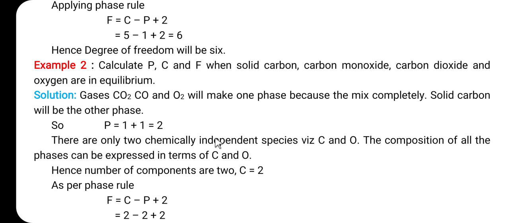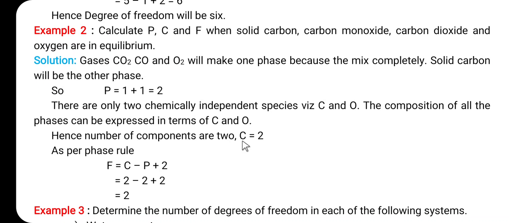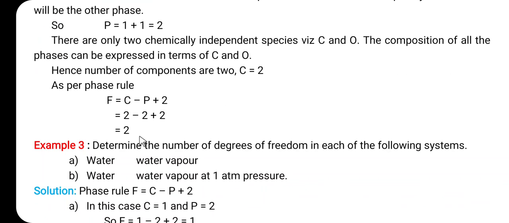There are only 2 independent chemical species, which are carbon and oxygen. When we consider carbon, carbon monoxide, carbon dioxide as well as oxygen, there are only 2 independent chemical species, carbon and oxygen. So, the composition of all the phases can be expressed in terms of carbon and oxygen. The number of components is 2, that is why C is equal to 2. Substituting P is equal to 2 and C is equal to 2 in the phase rule expression, F is equal to C minus P plus 2, we get 2 minus 2 plus 2, so F is equal to 2.